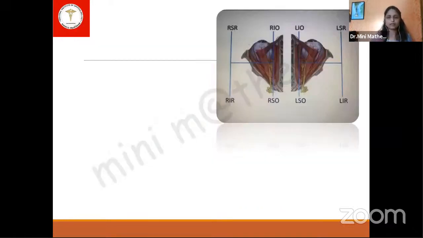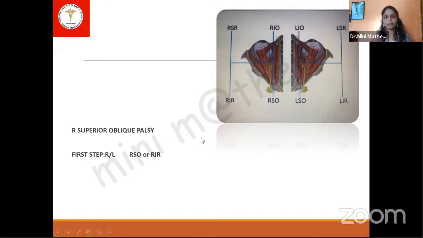So I will explain the Park step based on a case of a right superior oblique palsy. First of all, in a right superior oblique palsy, first step of Park is hypertropia will be in the right eye. So it is due to a weakness of the depressors of the right eye, that is right superior oblique or right inferior rectus, or a weakness of the elevators of the left eye, that is left inferior oblique or left superior rectus. So we have screened out 4 muscles.